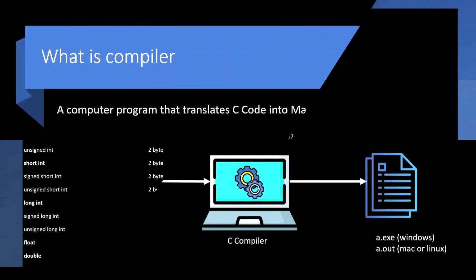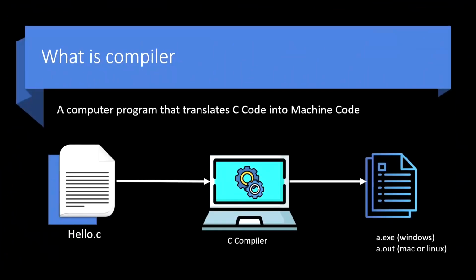Okay, now let's talk about what a compiler is. A compiler is a computer program that translates C code into machine code. What does it mean by C code and what does it mean by machine-level code? When we use the C language, it is a high-level language which we can understand easily, and it has some syntax, and according to that we can give input and get output from our computer.